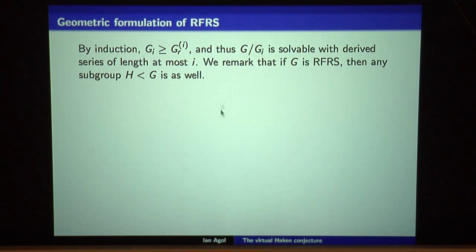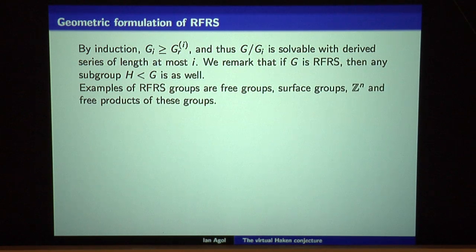So one important remark is that if G satisfies this RFRS condition, then it's easy to see that any subgroup also inherits that property. You just intersect it with these, and you see that it works. So examples of RFRS groups are free groups, surface groups, Z to the n, and free products of RFRS groups are also RFRS.